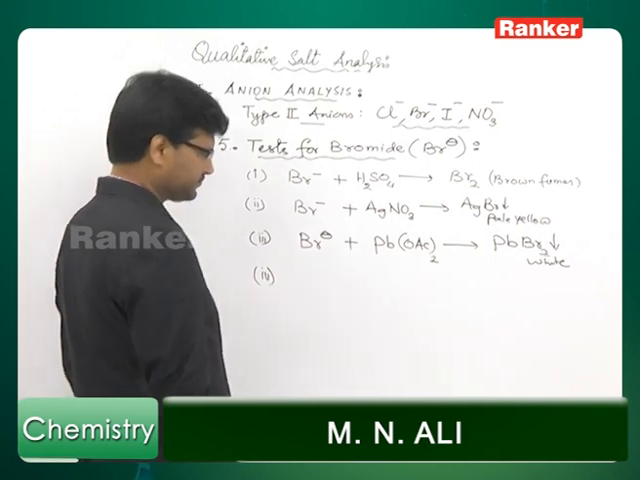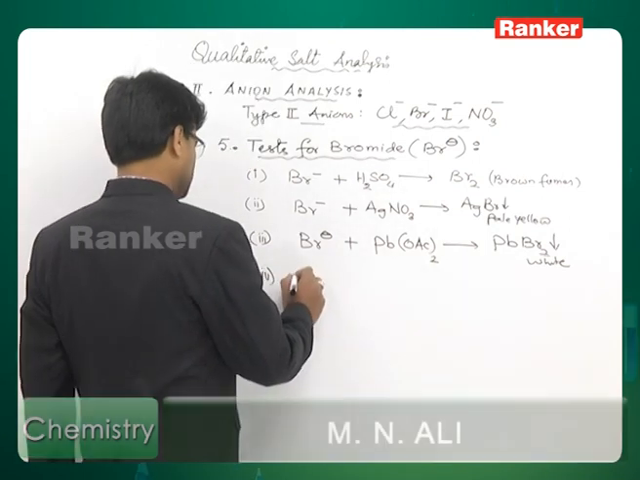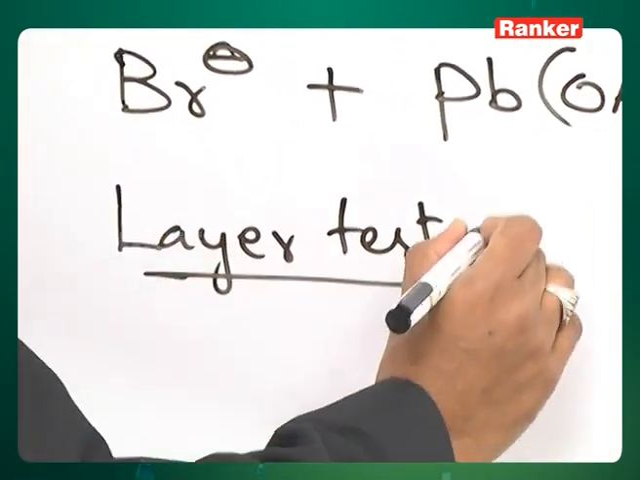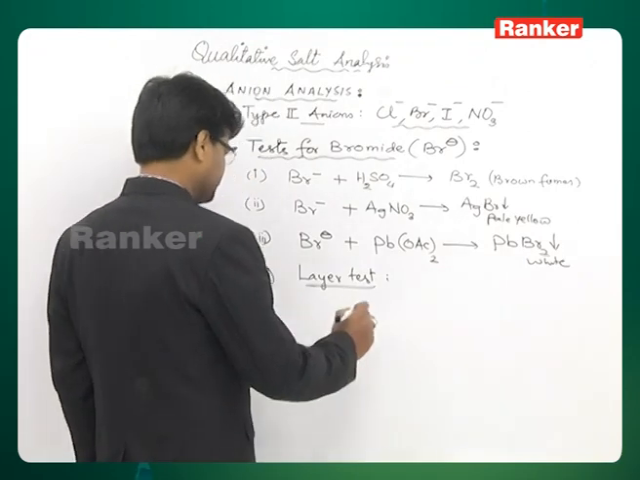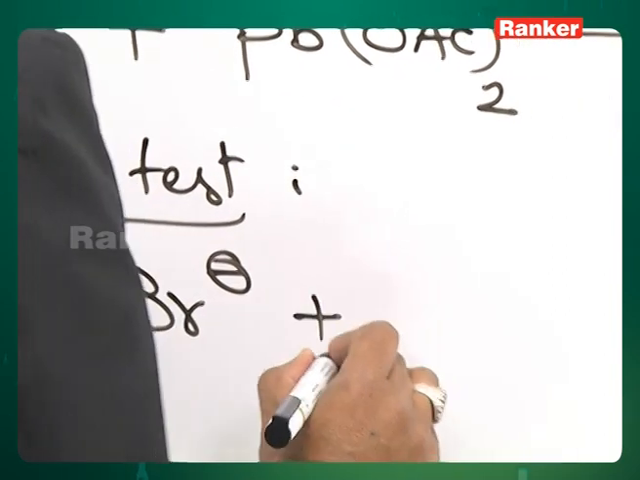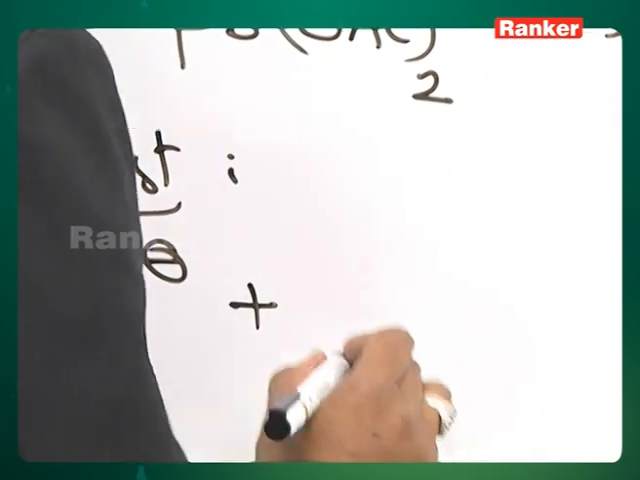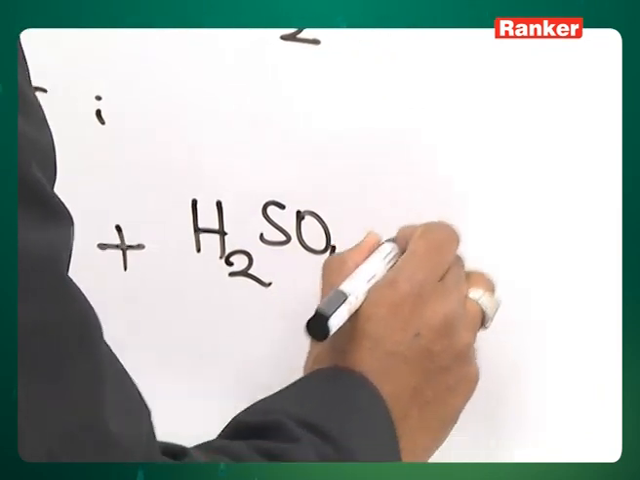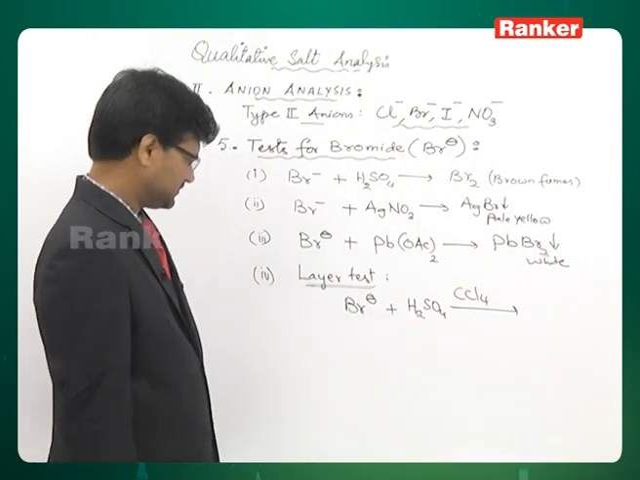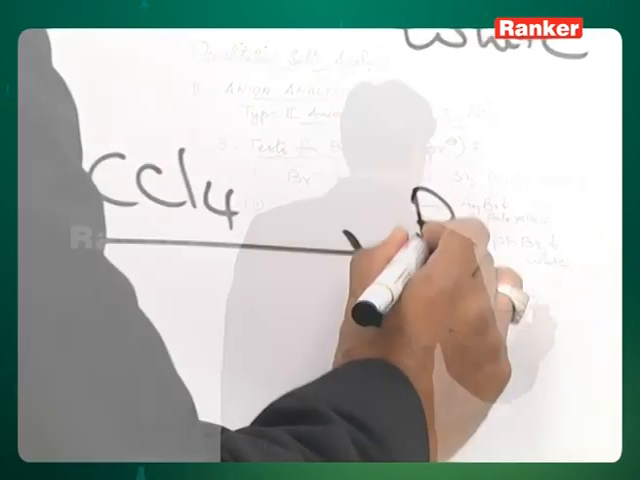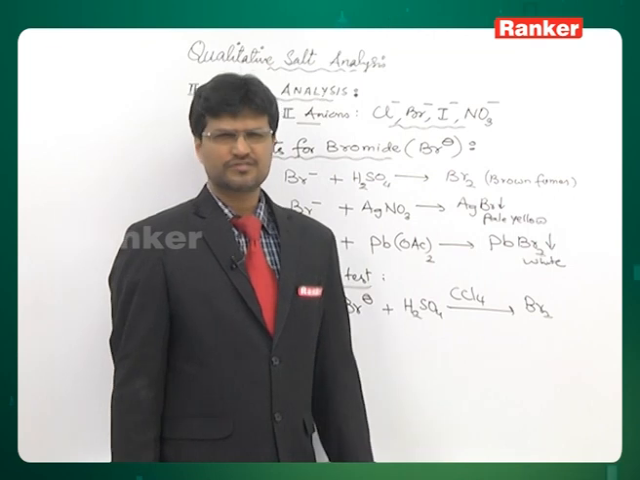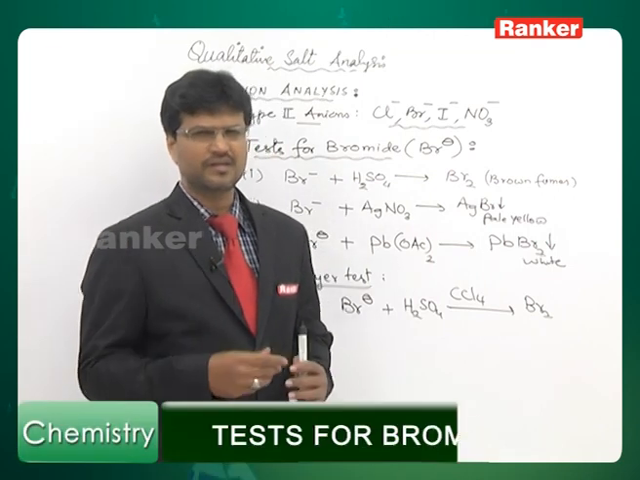Then you have the layer test. Let's look at what is layer's test. To bromide, we add sulfuric acid, and in presence of CCl4 solvent, bromide becomes bromine and it will immediately dissolve in the CCl4 solvent and you get a reddish brown colored layer.